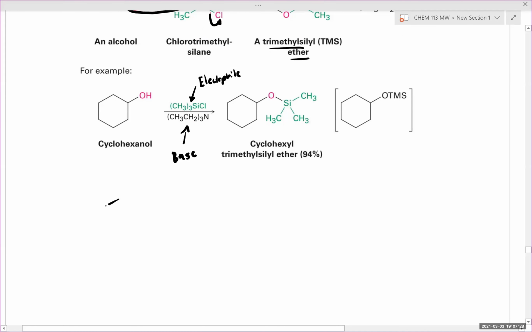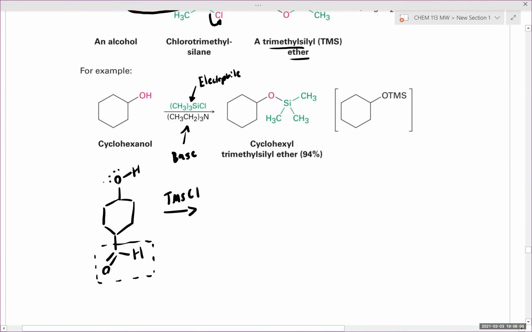So what is the use of a protecting group? What are some important uses of a protecting group? So let's suppose that you have two functionalities in your molecule. Let's suppose you have an aldehyde and an alcohol, and you want to selectively oxidize your aldehyde. Well, this alcohol is going to get in the way of that. So you can treat this entire molecule with TMS chloride and triethylamine. You generate the trimethylsilyl ether of your alcohol.